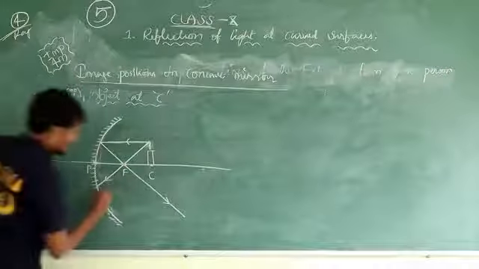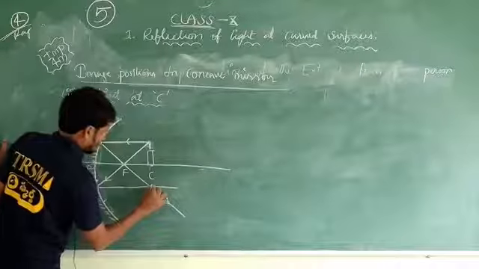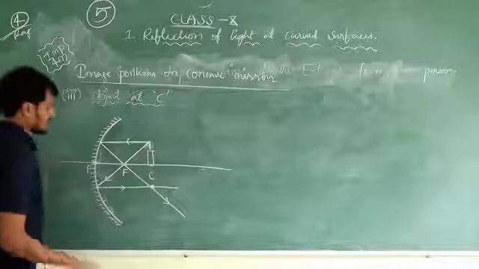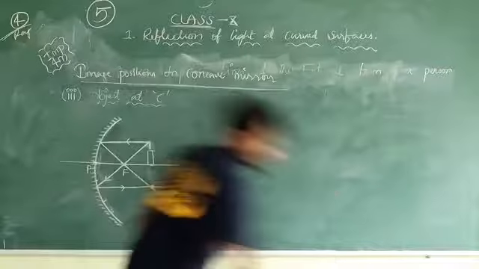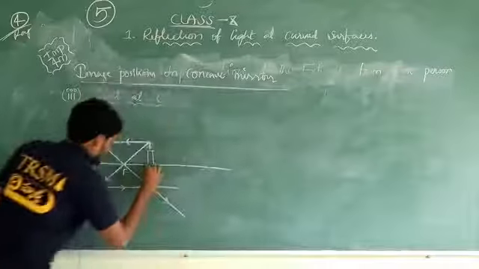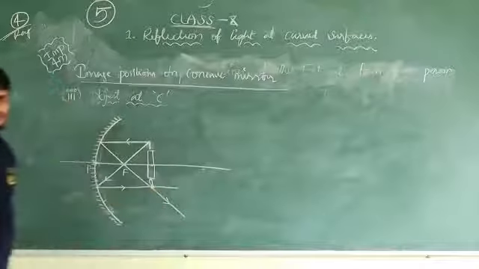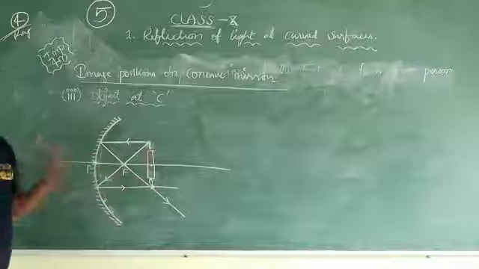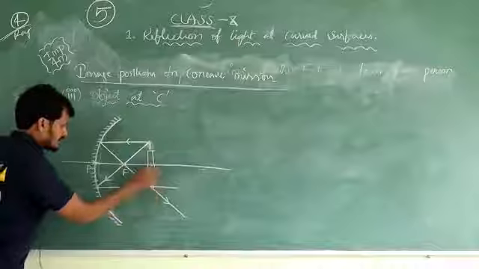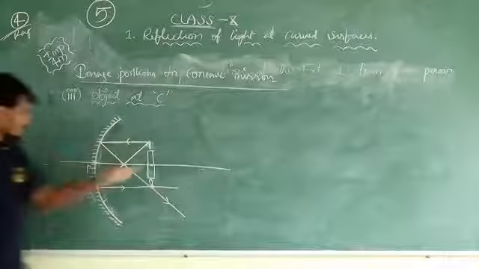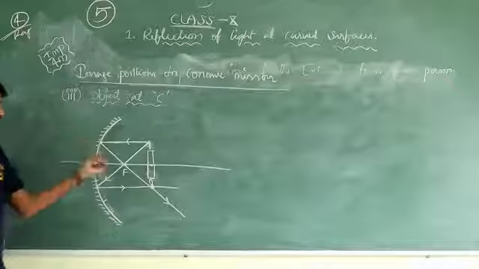From F, the reflected ray is parallel to the principal axis. Here the image is formed. Where? Exactly at C. So the two rays intersect exactly at C. If you place the object on C, the image also comes at C only. It's a very easy position.